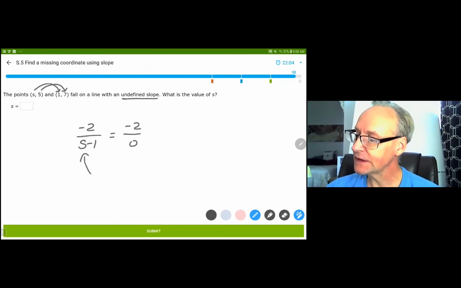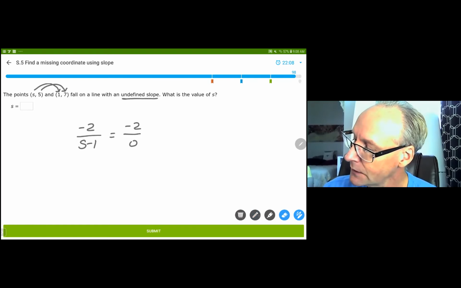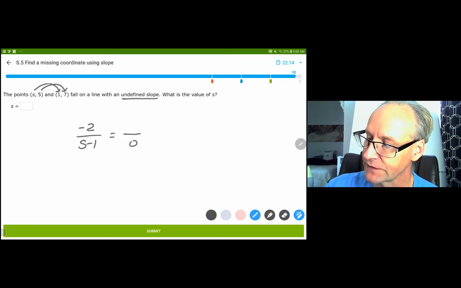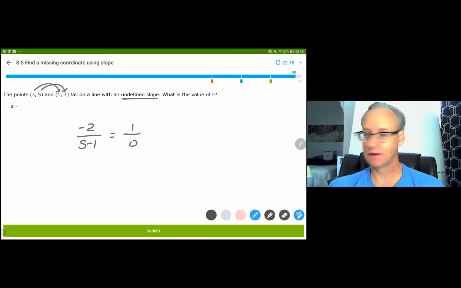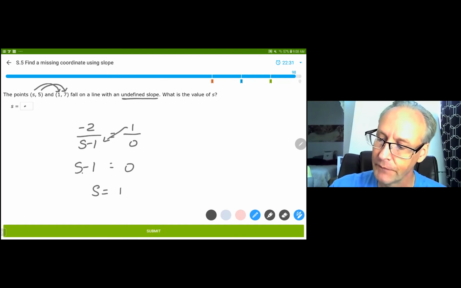Now, I guess I could show you that it doesn't matter what number I choose up here. Let me show you what I mean. Suppose I didn't know the trick, and I just wanted to put a 1 every time. An undefined slope is always 1 over 0. It doesn't matter. I'm just going to get s minus 1 is equal to negative 2 times 0, which is 0. And then I'm going to add 1 to both sides. S equals 1. So either way.